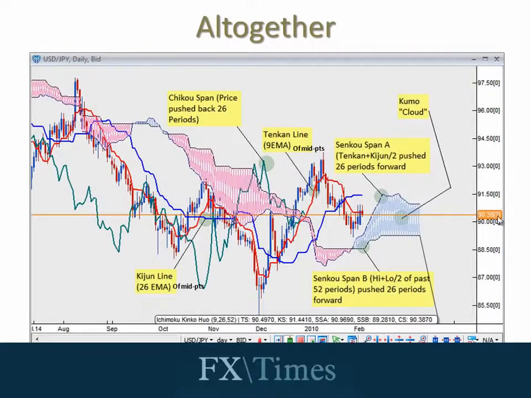Here it is all together again, the Ichimoku Kinko Hyo. The red here is the Tenkan line, the blue the Kijun line, and the cyan line, which is the price action pushed back 26 periods, is called the Chikou span. The Senkou span A and B: A being the Tenkan and Kijun midpoint pushed forward 26 periods, and B being your 52 period midpoint, creating a cloud, or in Japanese, Kumo.